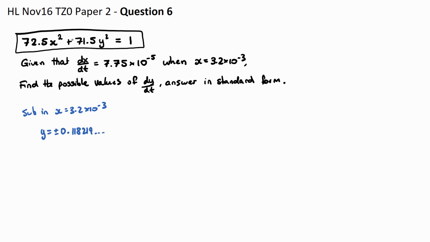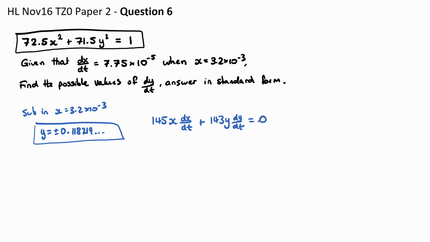What we want to do now is derive our original function. I'm going to do it all in terms of t, and I'll sub this in a little later on. So deriving, I'm going to get 2 times 72.5 is 145x dx/dt, plus 2 times 71.5 is 143y dy/dt, and the 1 will just become 0.